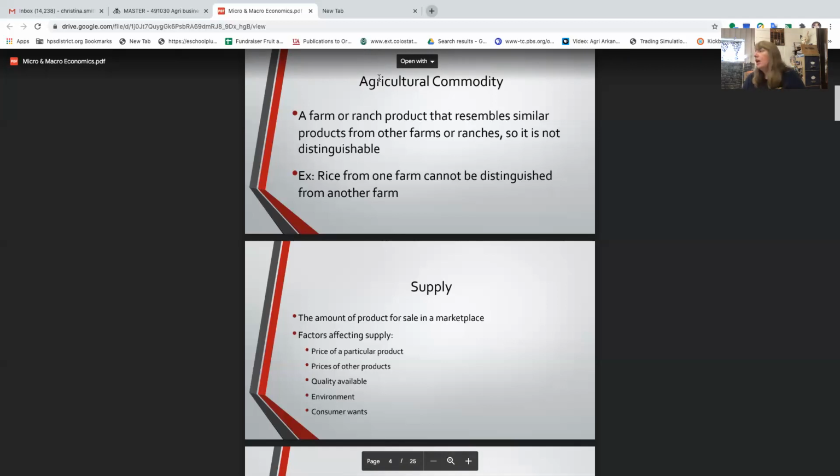Okay. If a product costs me $700 to make, I can make significantly less product, right? So that's just going to limit the amount of product in the area. Prices of other products, we're going to get into that later on. That'll be complementary and supplementary goods.